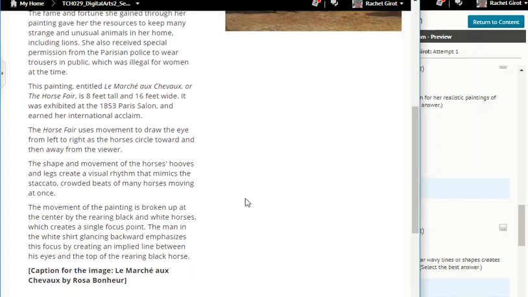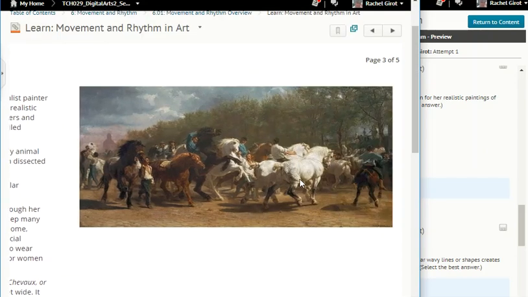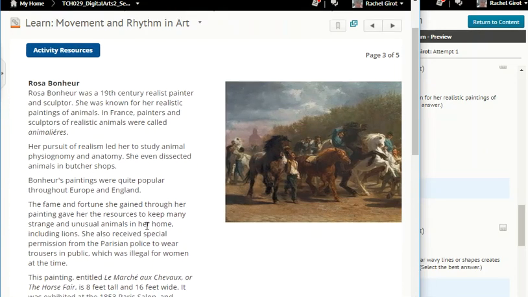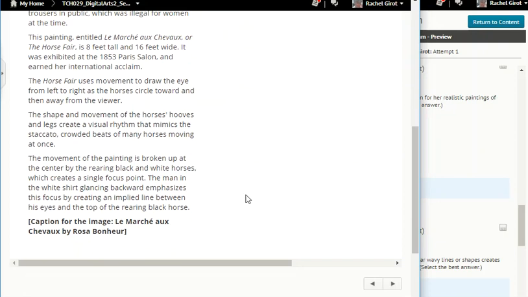The Horse Fair uses movement to draw the eye from left to right as the horses circle toward, then away from the viewer. Let's take a look at that. Toward, then away from the viewer, just like they said. Wow. The shape and movement of the horses' hooves and legs create a visual movement that mimics the staccato, crowded beats of many horses moving at once. The movement of the painting is broken up at the center by the rearing black and white horses, which creates a single focus point.